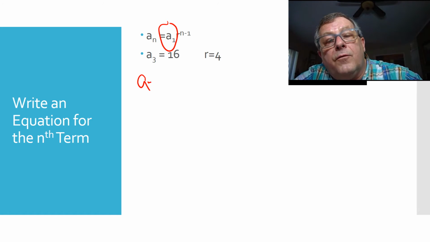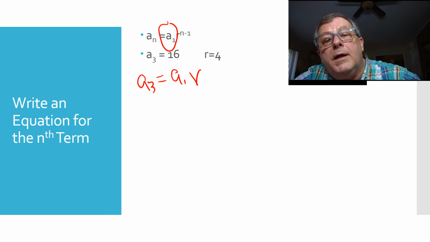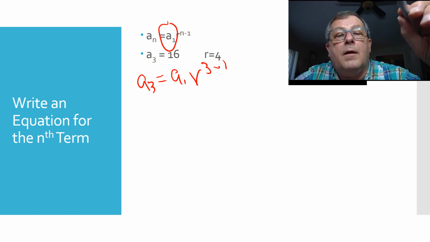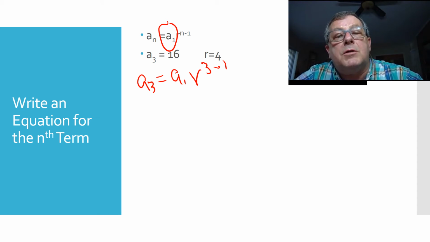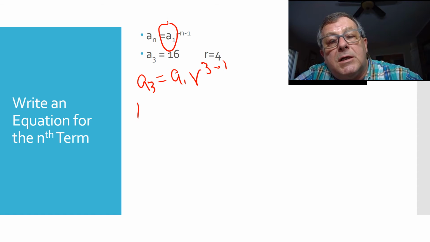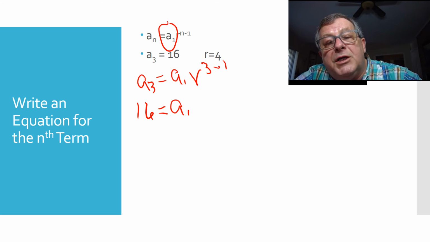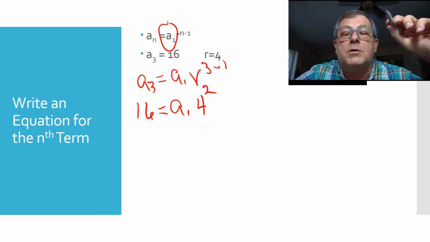I'm going to write it like this to begin with. I've got A_3, which is what I know, equals A_1 times r raised to the n minus 1. How do I know it's 3? Because I've got the third number of the sequence here, A_3. 3 minus 1, it's going to be 2. Now let's plug in some numbers. Well, A_3 is equal to 16. And A_1 is what I'm solving for initially. I know that r is 4, and it's going to be squared. 3 minus 1 is 2.